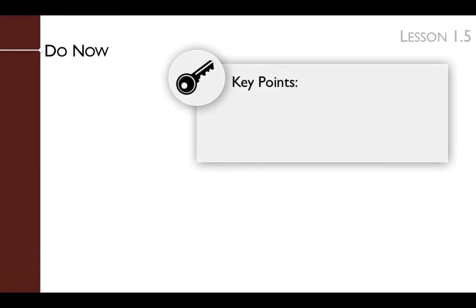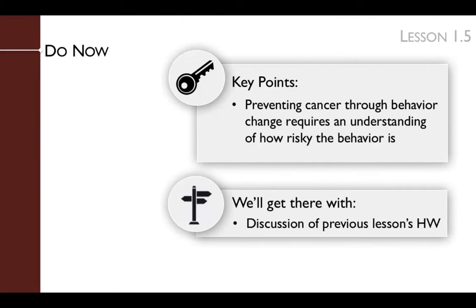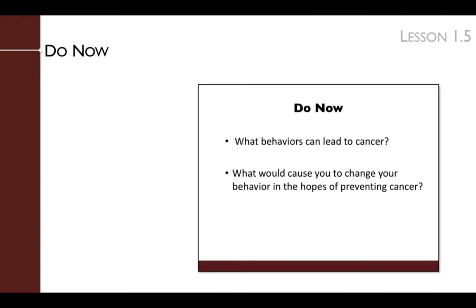The key point of the Do Now is that preventing cancer through behavior change requires an understanding of how risky the behavior is. We'll get there by discussing the previous lesson's homework. In the Do Now, students should discuss what kind of evidence they would like to see that might influence their decision to avoid things like tanning beds or smoking.